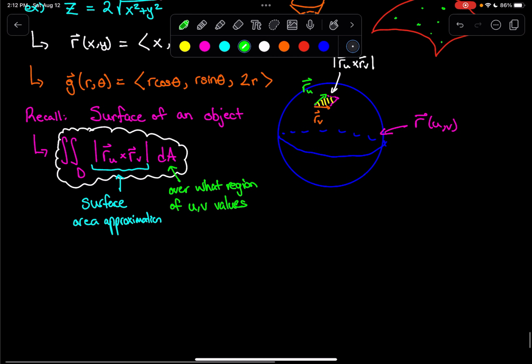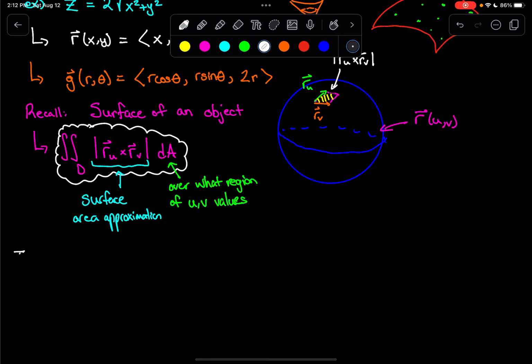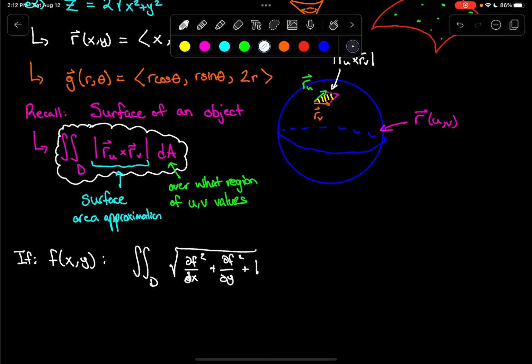That's what we've done before. And an alternate version of this was, if we didn't parameterize things and if our shape was just in terms of, say, x and y, right? If we have our function, our surface in terms of x and y, then the surface area formula looked very similar, but we got the square root of (df/dx)^2 + (df/dy)^2 + 1 dA. Okay, so these were our two formulas that we have used before for surface area.